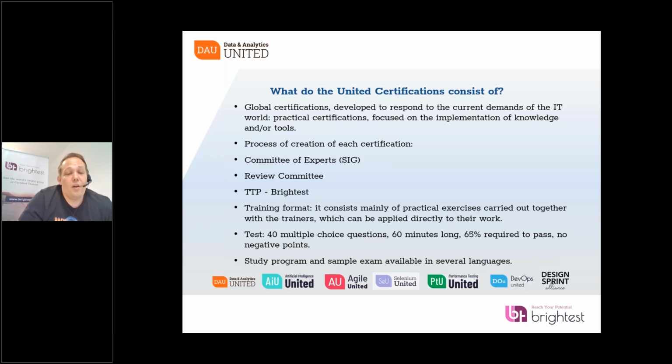And then we started with AI United, Agile United, Performance Testing United, DevOps United, and there are a few others that aren't on there yet. Of course, today we're focusing on the Data and Analytics United. We do also have one that fits into this category.